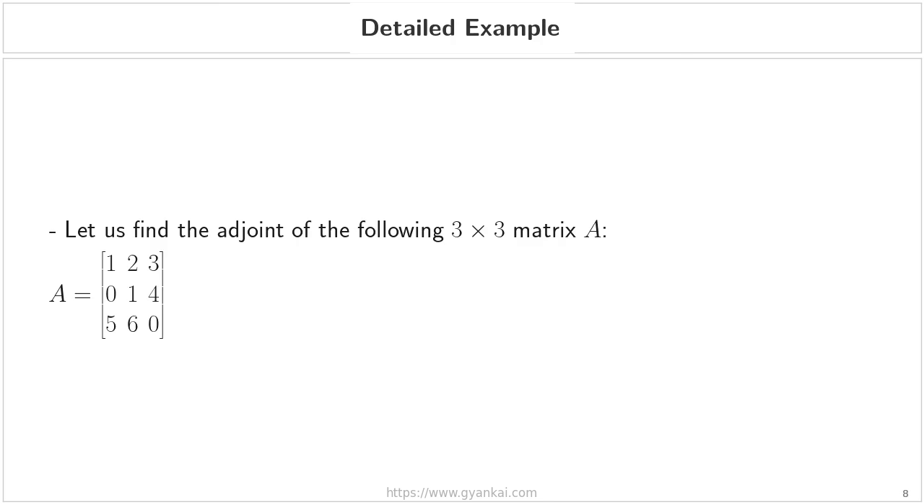Detailed example. Now that we have walked through the theoretical steps and understood the logic behind finding the adjoint, let's put everything we've learned into practice with a concrete example. We are going to find the adjoint of the following 3x3 matrix, which we will call matrix A. This matrix consists of the first row, 1, 2, and 3, the second row, 0, 1, and 4, and the third row, 5, 6, and 0. Keep this matrix in mind, as in the next few slides, we will perform the step-by-step calculations for the minors, the cofactors, and finally, the transpose to reach our result.